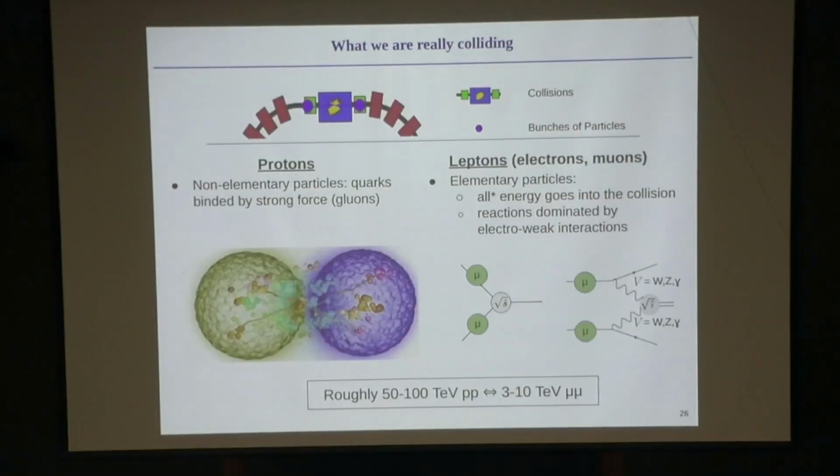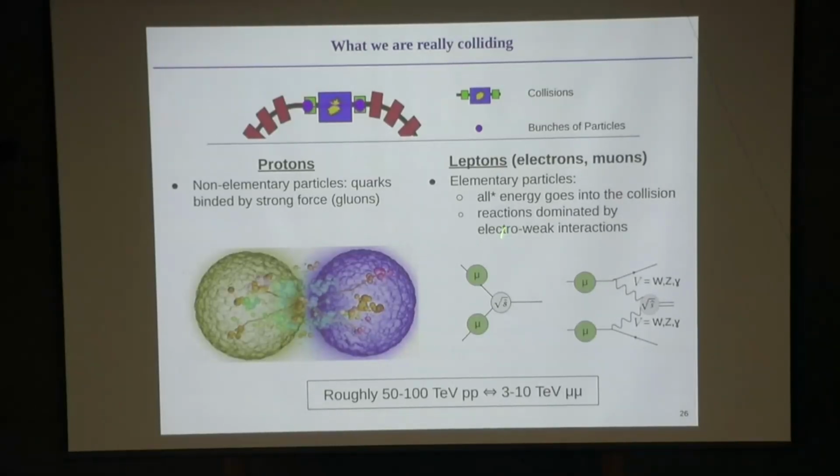But there is one other thing to keep in mind, which is what we are really colliding. So when we say that we are colliding protons, for instance, protons are not an elementary particle. They are made of a soup of quarks and the binding carriers of the strong force, which are gluons. So when we collide protons, we are actually colliding part of their constituents. And this means that only a fraction of the center of mass energy of the proton-proton collision can actually be used to produce new particles and create reactions we can study.